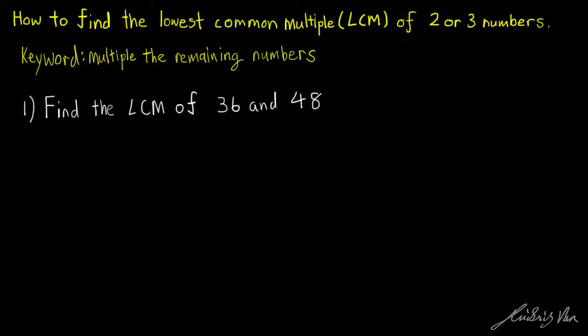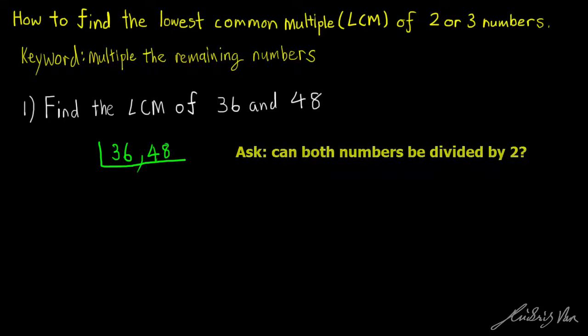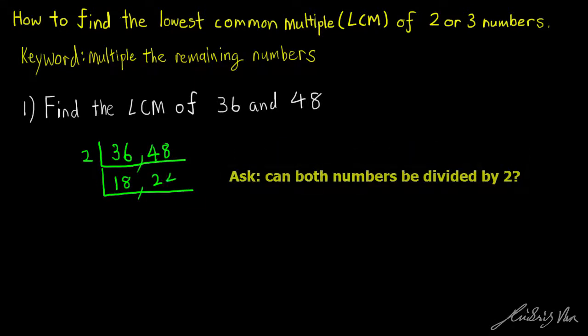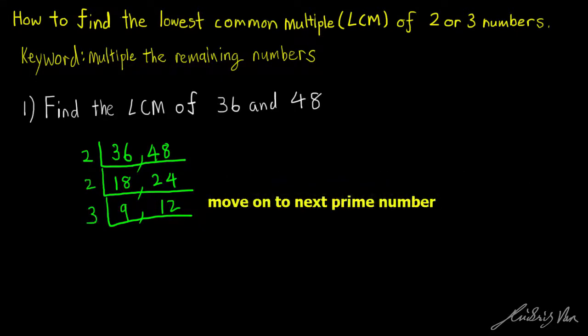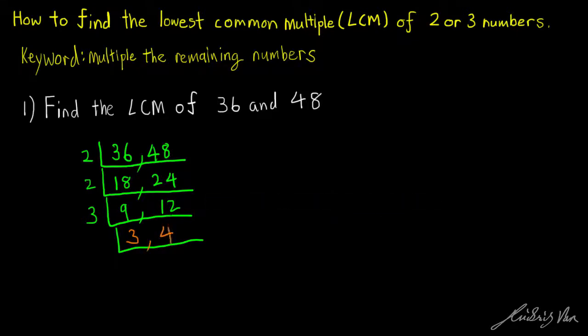Question 1. Find the LCM of 36 and 48. So what we have to do is also prime factorization. So 36 and 48, is it divisible by 2? Yes. So we divide both numbers by 2 and we get 18 and 24. And we can divide both numbers by 2 and we get 9 and 12. Is 2 a common factor of 9 and 12? No. So we move on to the next prime number, which is 3. We can divide both numbers by 3 and we will get 3 and 4.